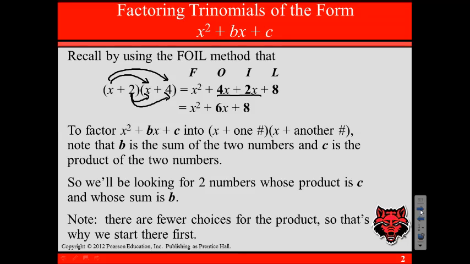In this section, we want to start with something in the form of x squared plus 6x plus 8, and factor into the two binomials that must have been used to create it. Essentially, we want to find two numbers whose product is c, or the constant at the end, and simultaneously whose sum is b, the number in front of the middle variable. Because there are fewer choices for the product, we will always start by looking at the factors of c, the constant.